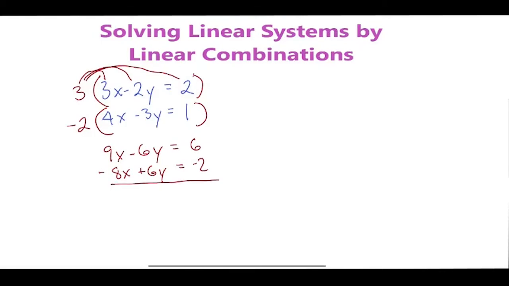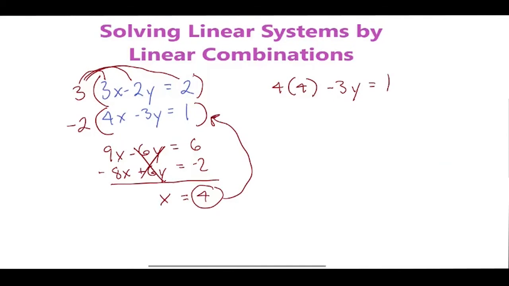Well, I'm going to do my linear combinations here. I have 9x minus 8x, that's x. My negative 6y and my 6y cancel, equals 4. All right, so now I can take that 4 and I'm going to plug it into this equation this time. So now I have 4 times 4 minus 3 times y equals 1. So I have 4 times 4, that's 16 minus 3y equals 1.